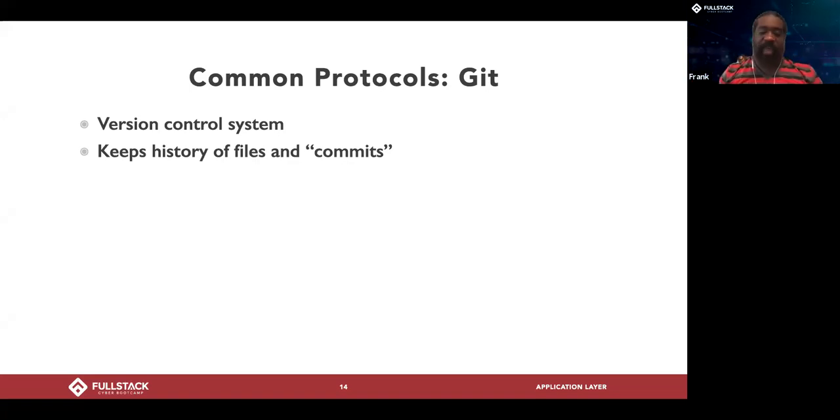And Git keeps a history of the life cycle of that document. So using Git, you can go back and see how that document has evolved. You can kind of rewind through time and see past versions of that document.